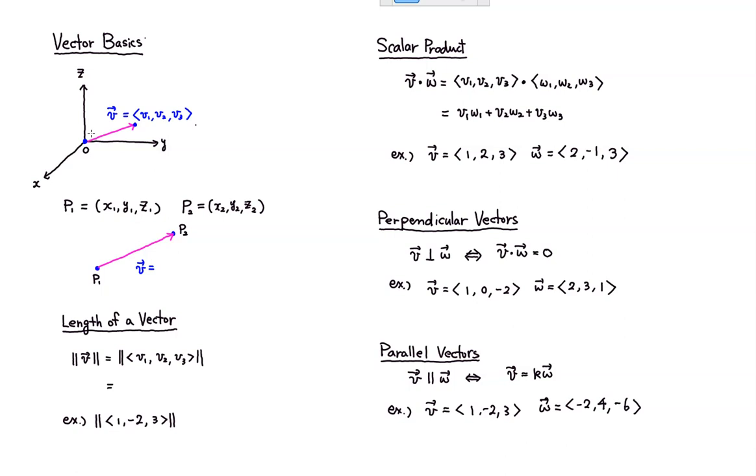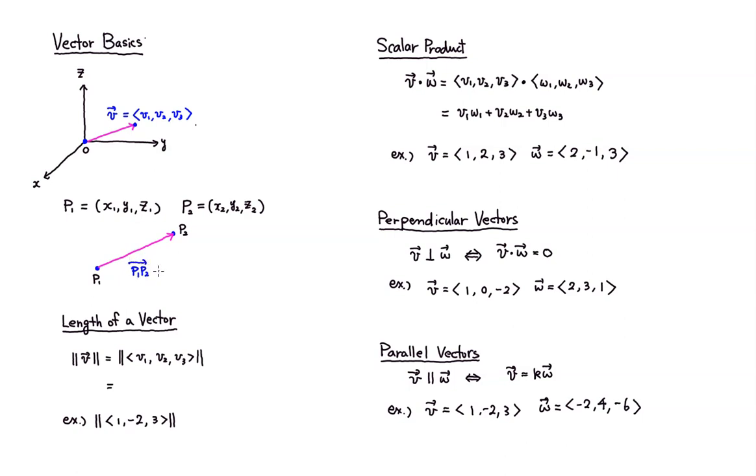For example, you could have a vector from P1 to P2. Let's say P1 has coordinates x1, y1, z1, and P2 has coordinates x2, y2, z2. If you want to find the vector, it's more appropriate to call it the vector p1p2, since it goes from p1 to p2.